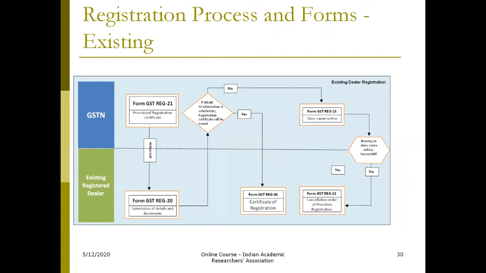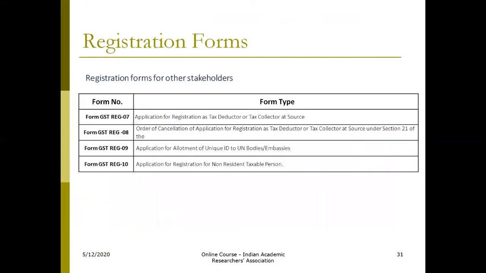This is for existing dealers' registration, and these are the registration forms. GST registration 7, it is for application for registration as tax deductor or tax collector at source.